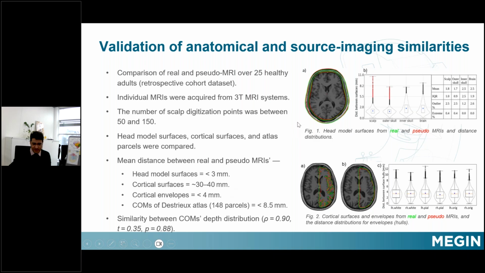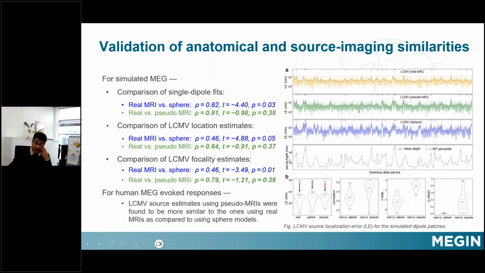So it indicates that for volumetric source imaging or volumetric source space, it's fairly acceptable, but for cortical source imaging, you have to be cautious. Now, similarity between the center of mass, when we see the depth distribution, they were quite correlated. The correlation level was 0.9, and the t-value and the p-value also suggest that they were quite similar.